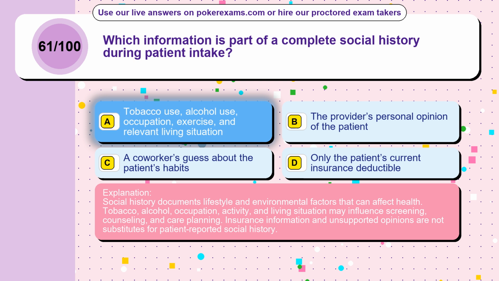Tobacco, alcohol, occupation, activity, and living situation may influence screening, counseling, and care planning. Insurance information and unsupported opinions are not substitutes for patient-reported social history.